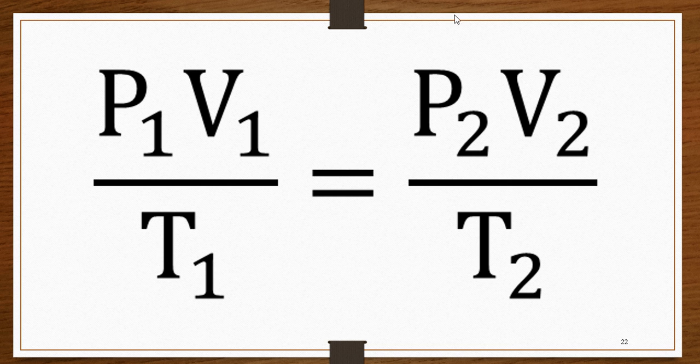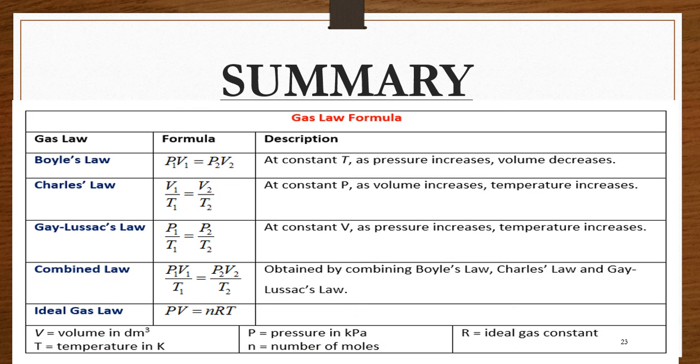This is what we call the combined gas law, whereby if you were to check Boyle's law, you will find it: P1 V1 is equal to P2 V2. And when you check Charles' law, you'll find it there, which is V1 over T1 is equal to V2 over T2. And when you check Gay-Lussac's law, P1 over T1 is equal to P2 over T2, you will still find it there.